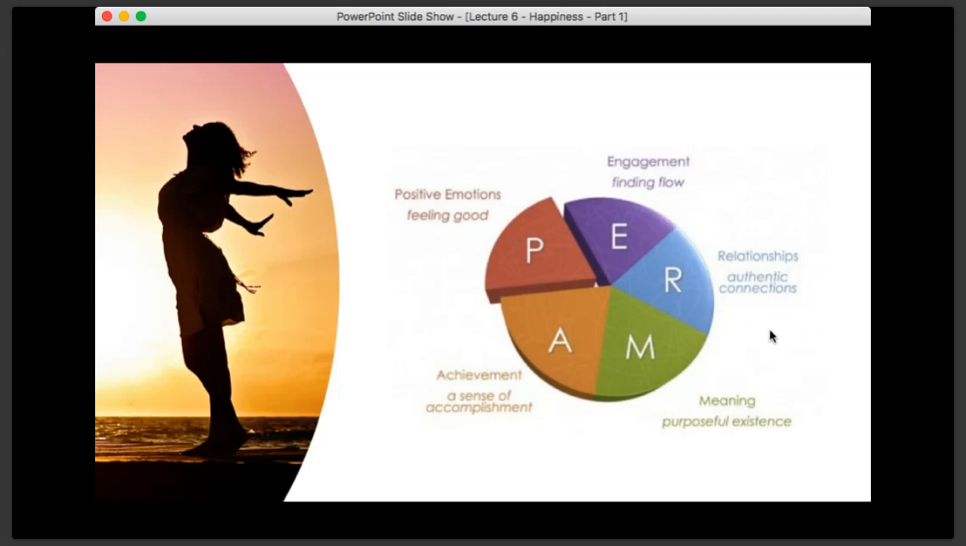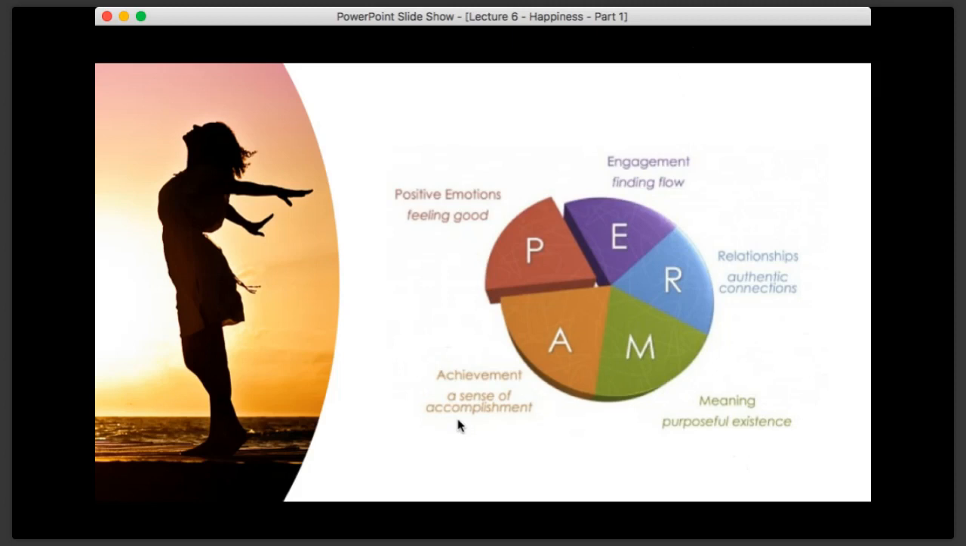Again, we cannot emphasize this enough. Relationships provide happiness. Authentic, true connections. Not quantity necessarily, but depth of authentic connections. It's the most important thing. The M is for meaning, cultivating a purposeful existence. And then the A is for achievement, which means having a sense of accomplishment, efficacy, a feeling of, I got this, I'm up to the challenge of life. And doing things that make us feel like, yeah, look at what I've done. Look at what I'm doing. A sense of achievement.